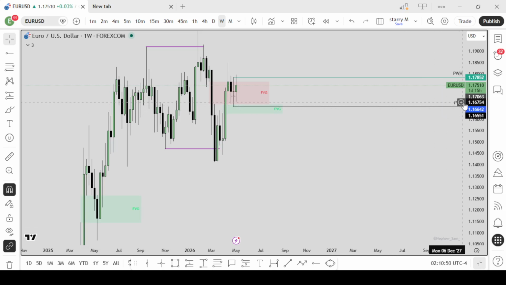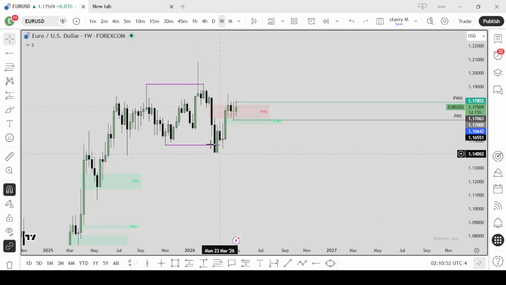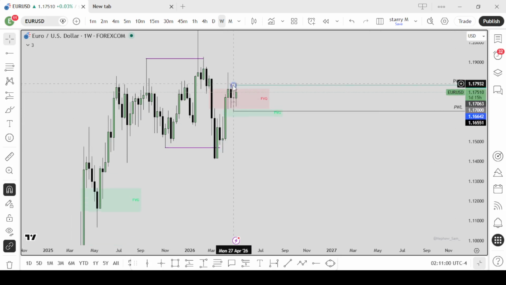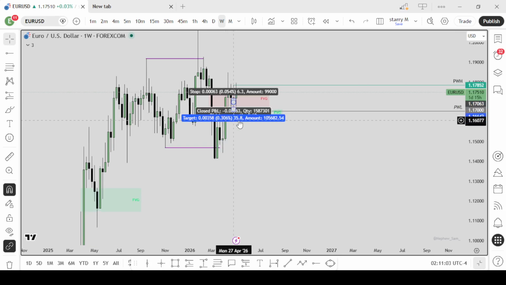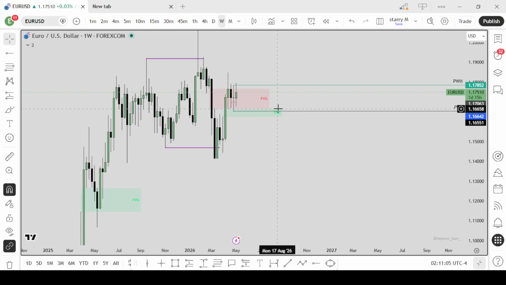So on the weekly, we failed to make a higher low, but we are just mitigating this, and we have shown indication to go higher. We just mitigated this, and if we do close above this prior week high, if this week we close above prior week high, we are definitely bullish now. That is our confirmation that we are going to be bullish for the next week.